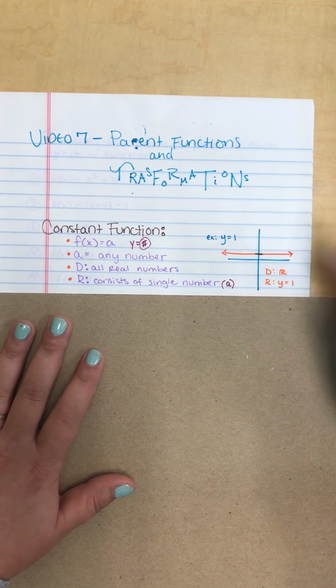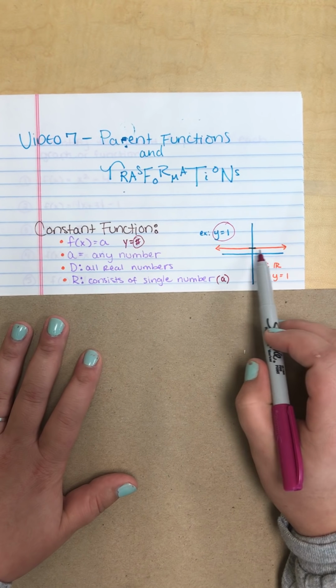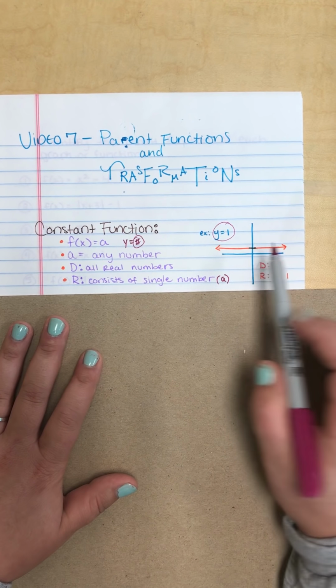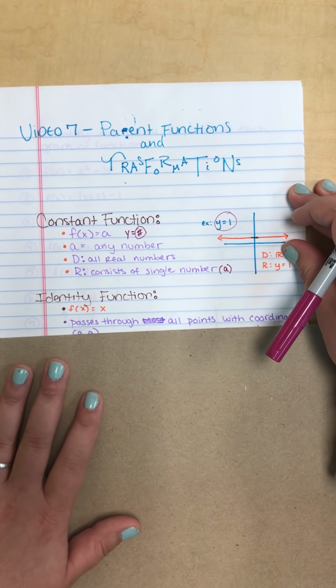Here's an example of your graph. So this is like y equals 1. We've got a straight horizontal line through y equals 1. That's a constant function. Y is always 1. Your domain is all real numbers. Y is always 1 for your range.